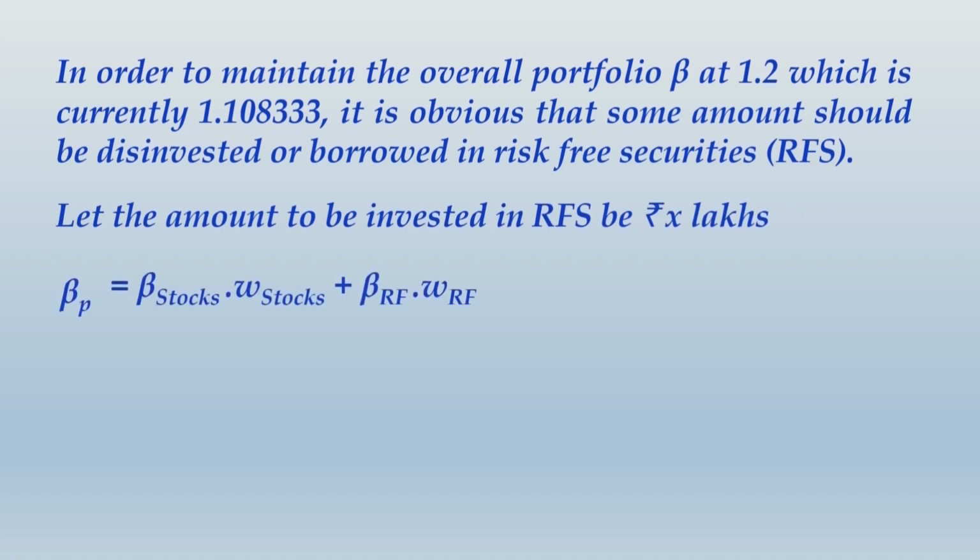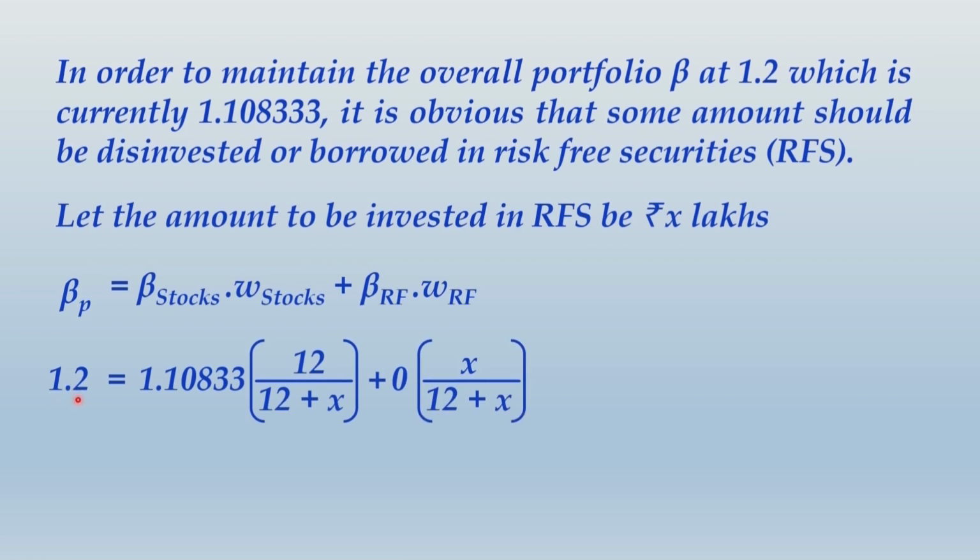So you write up the same equation in the same style, but this time do you notice what we have done? On the left side, beta value is not 0.8, beta value is 1.2, and beta of risk-free securities is assumed to be 0 here also. So same style of solving the question, but when you end up solving, the value of x that you get now will be a negative value, which will indicate not investment in risk-free securities but in fact borrowing at the risk-free rate.